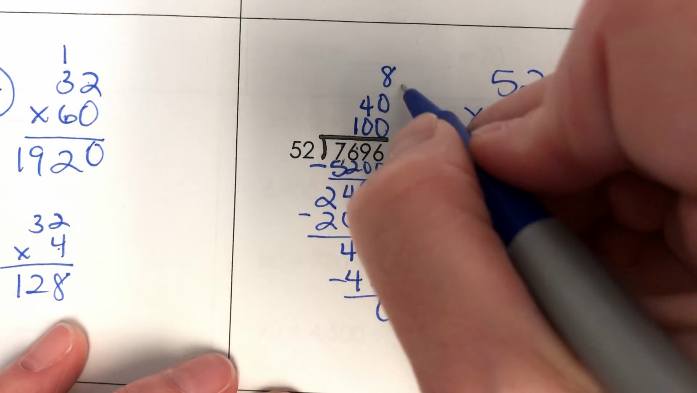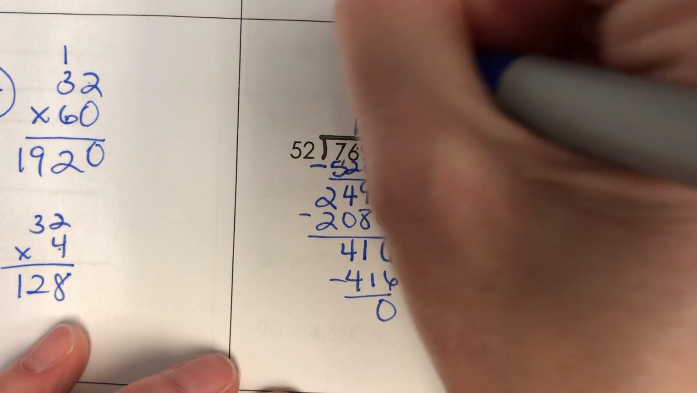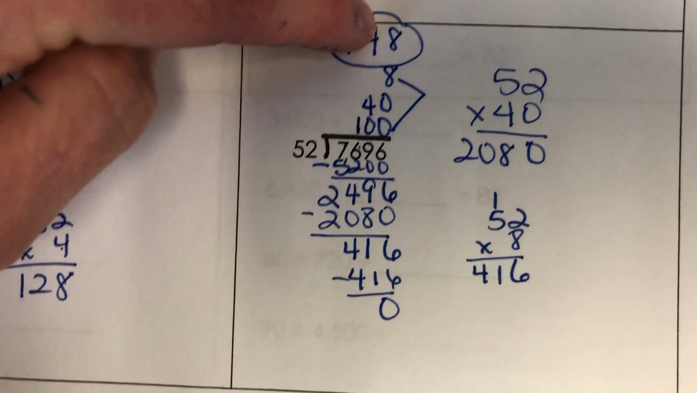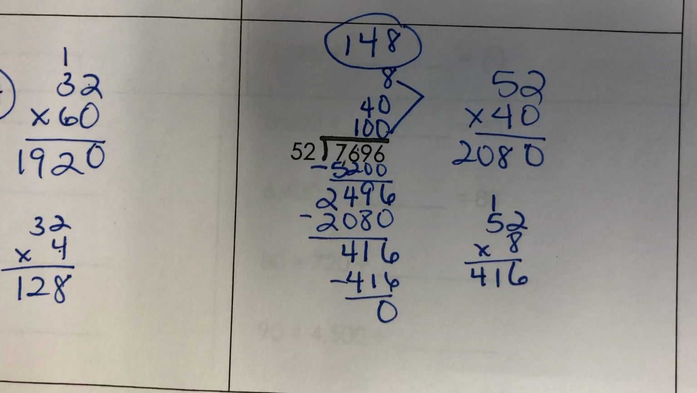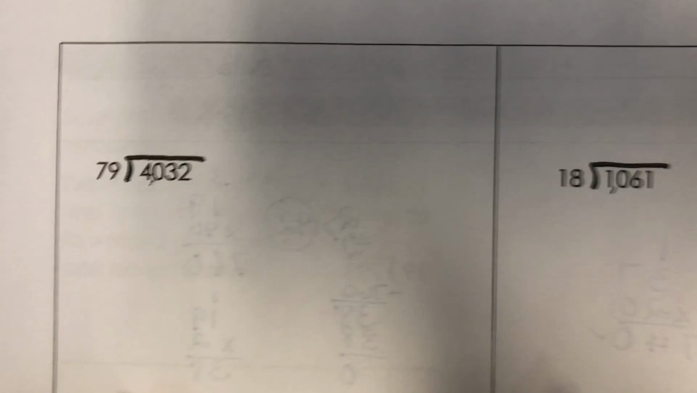There's nothing left. So for my answer, it's 100 plus 40 plus 8. Final answer, 148. And if I want to know if that's right, I would multiply 148 by 52 and make sure I get 7,696. All right, turn your page. Maybe press pause and take a breather. Splash some cold water on your face. We have 4 left. We can do it.